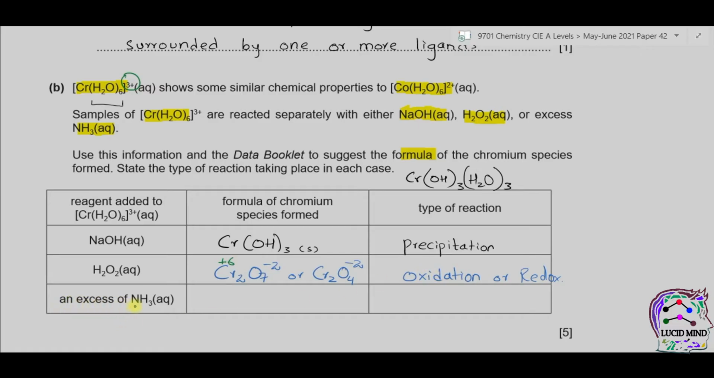In the third one, we have excess of ammonia. Now ammonia can replace all water molecules, so it will form Cr(NH3)6 3+. And the type of reaction is called ligand substitution, because NH3 ligand replaces water ligand.